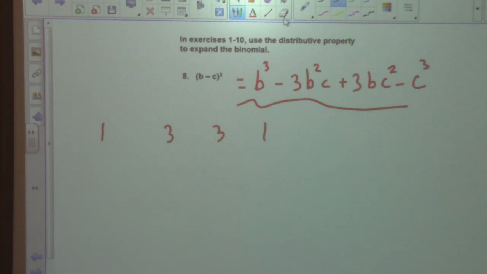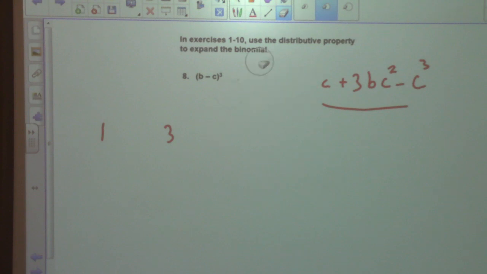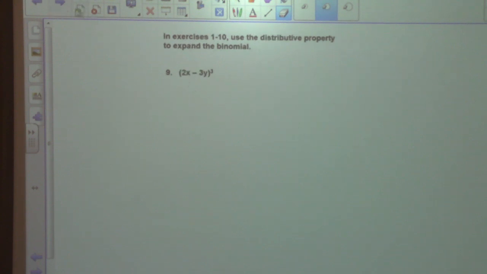So what I want you to do is let's look at 9 and 10. I want somebody else to do it. I'm going to have to get a new wheel here because I've run out of names.